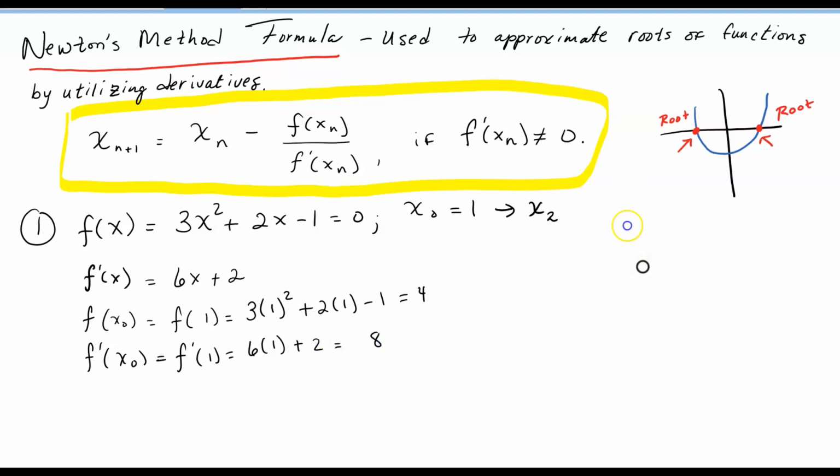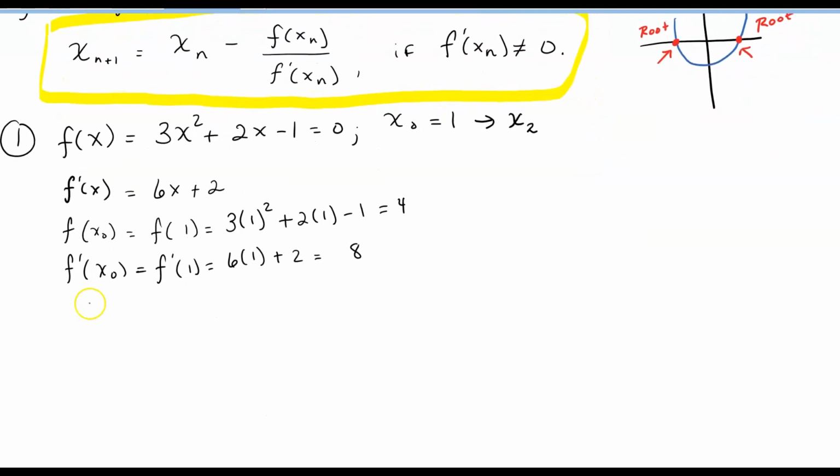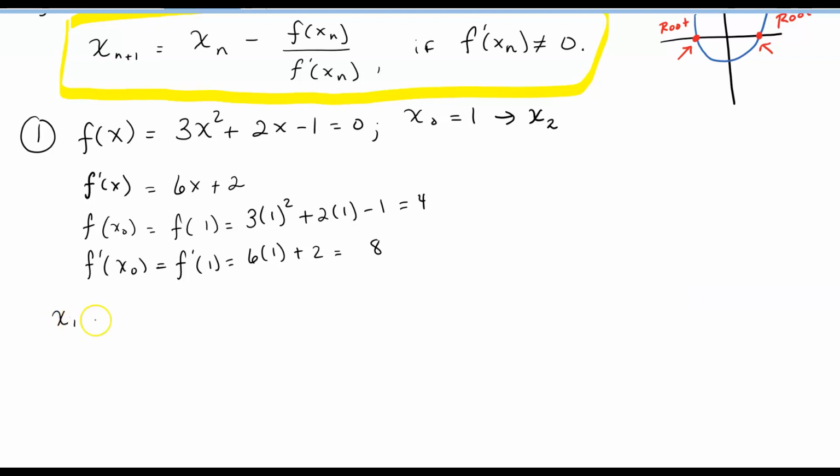Okay, so now we have enough information to find x sub 1. So what is x sub 1? It is x sub 0 minus f of x naught over f prime of x naught, because it's based on the formula. So now I'm just going to replace everything that I know. And I'm writing the formula out one time, and you'll see how it works from here on out. So x naught is 1 minus, and then we're going to have 4 out of 8, because that's f over f prime. So that's basically 1 minus half, which is just half. All right, so this is our x sub 1.